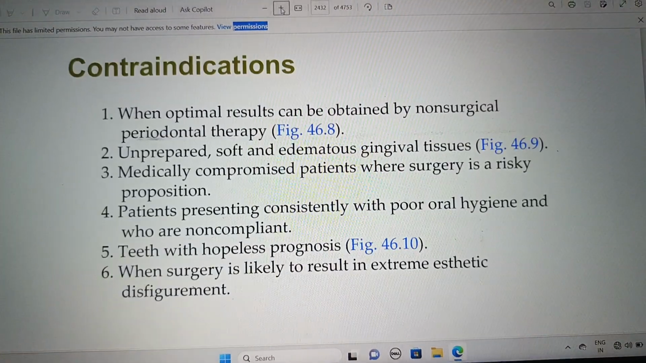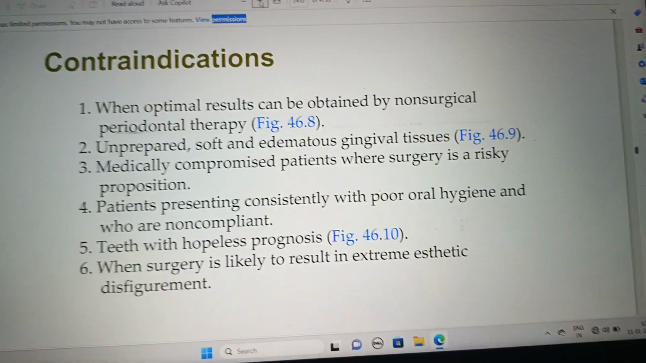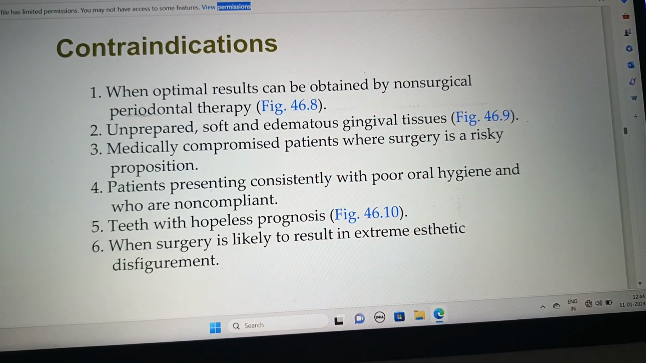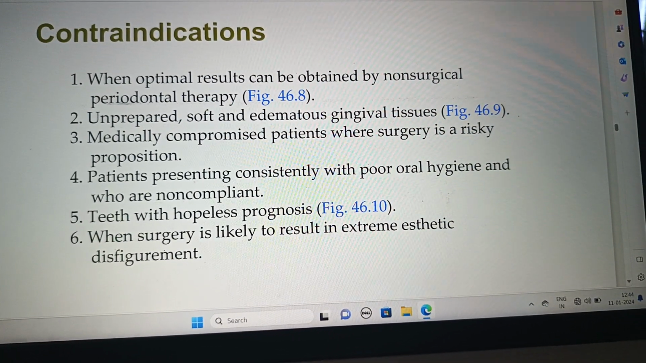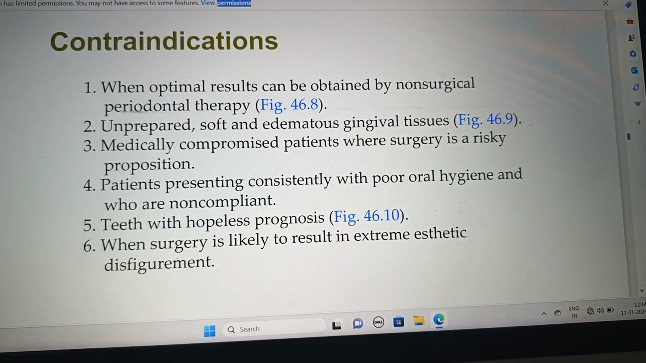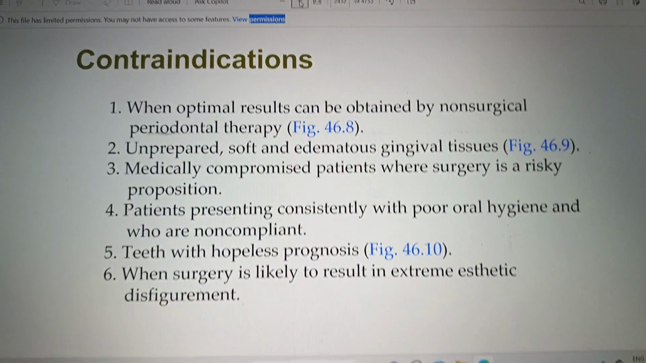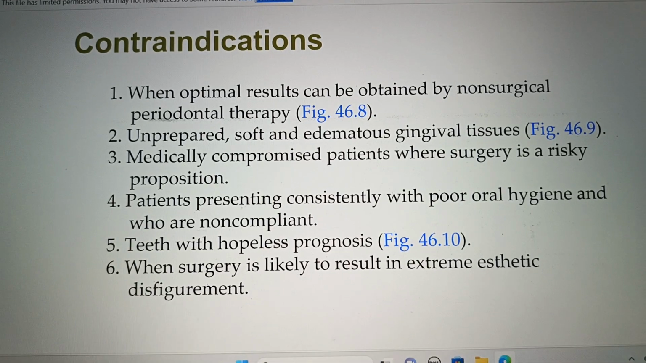So where is it contraindicated? When optimal results can be obtained by non-surgical periodontal therapy itself, the surgery is not needed. Then unprepared and soft edematous gingival tissue. Then medically compromised patients where surgery is risky, such as uncontrolled diabetes mellitus and cardiovascular disease. Patients presenting consistently with poor oral hygiene who are non-compliant.